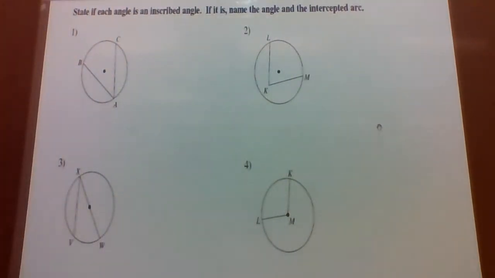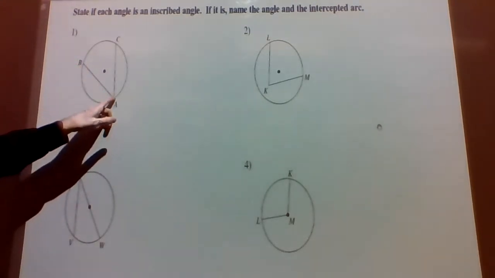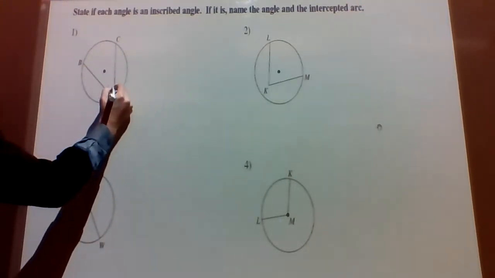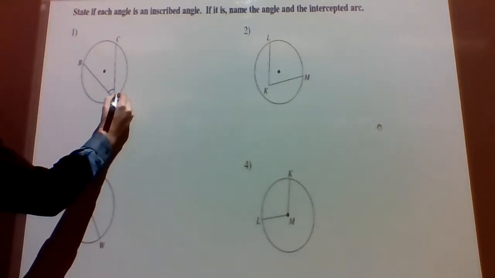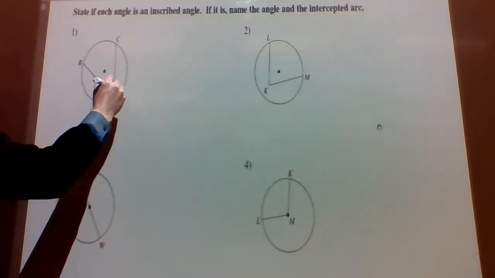Okay, this is the inscribed angles practice. Inscribed angles are angles where the vertex is on the circle. So you have two chords. BA is a chord, CA is a chord. They meet at point A. So the angle that's formed by those two chords is on the circle. The vertex of the angle is on the circle. So here's our angle.